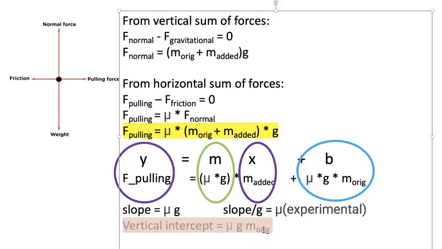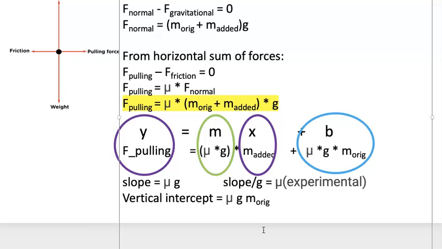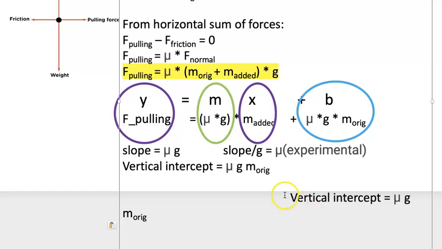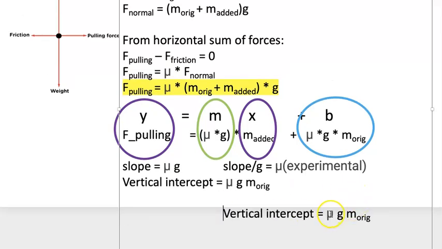Similarly, if I take my vertical intercept, I can also get a coefficient of friction where I say, okay, vertical intercept, I'm going to divide that by g. So divide it by g. Okay, that makes g on this side go away. And then I'm also going to divide it by m original, which I'm trying to x out. So that'll be divided by g and m original.